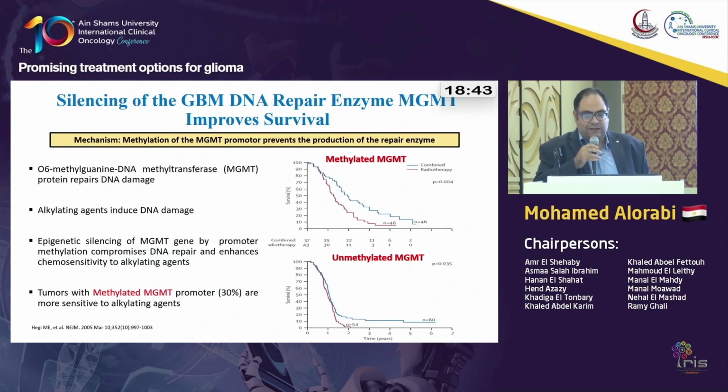Also, in a subgroup analysis of this trial, they tried to test the impact of MGMT methylation. We know that the methylguanine methyltransferase protein is responsible for the repair of DNA damage, and alkylating agents like temozolomide produce DNA damage. Tumors with methylated MGMT are unable to repair this DNA damage, so they respond more to temozolomide in comparison to unmethylated MGMT tumors, as we can see in the survival curves.